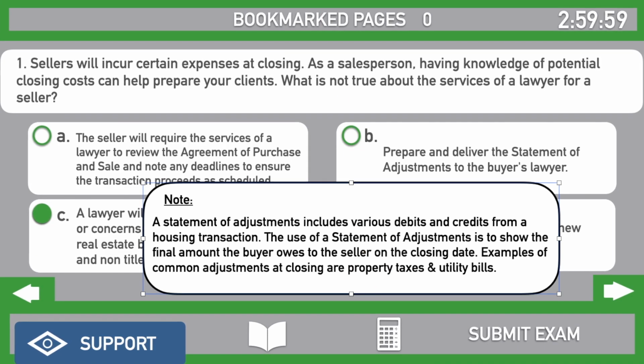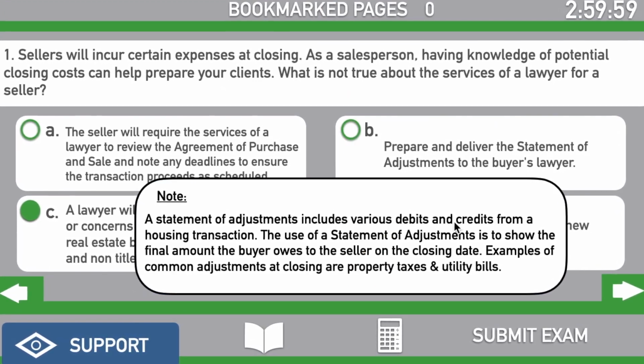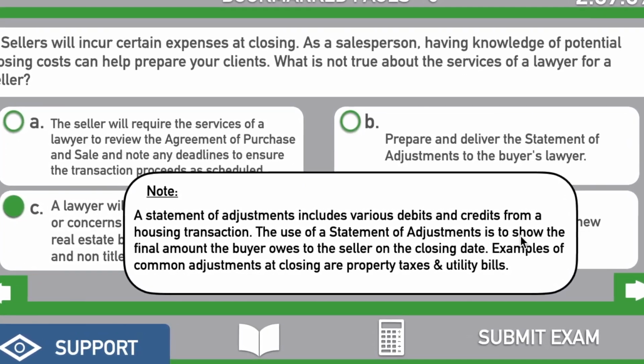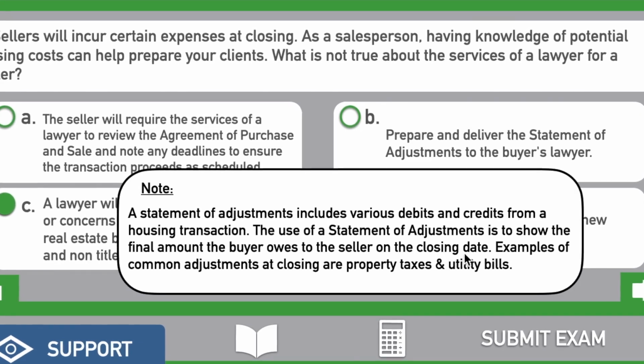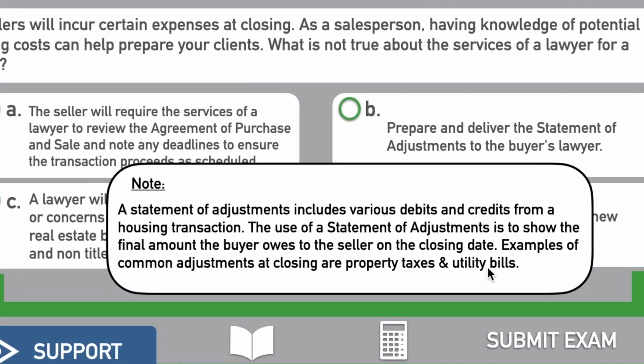Like mentioned, let's quick put up a note on the statement of adjustments. A statement of adjustments includes various debits and credits from a housing transaction. The use of a statement of adjustments is to show the final amount the buyer owes to the seller on the closing date. Examples of common adjustments at closing are property taxes and utility bills.